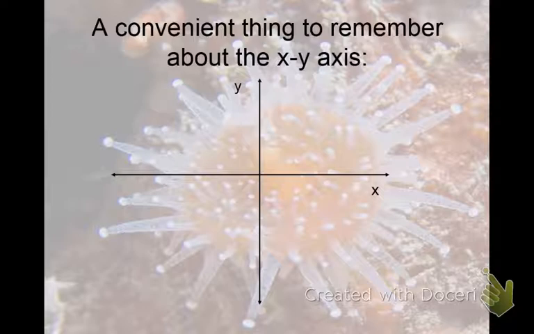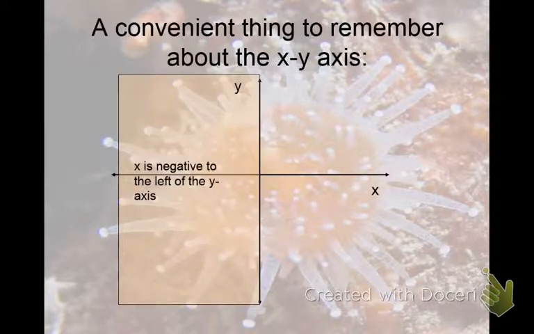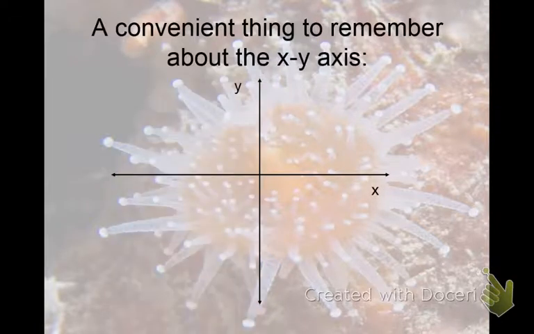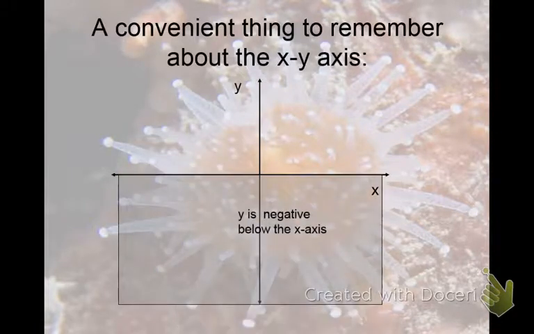Something very convenient that I'm sure you remember is going to be helpful. It's going to be helpful to remember these important things. When you go left for x, the x value is negative. When you go down for y, the y value is negative.